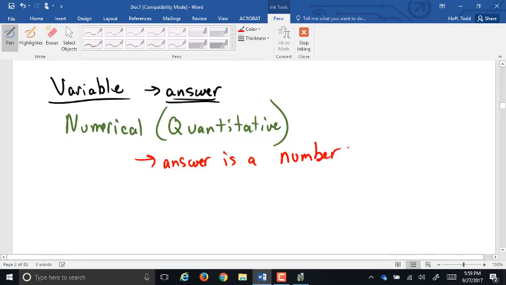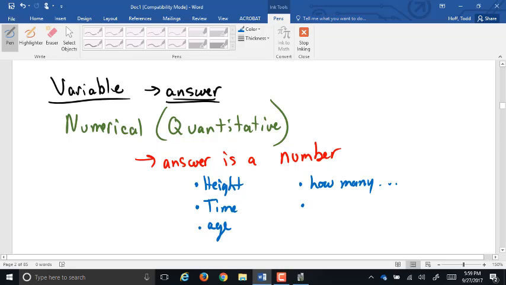Examples of numerical or quantitative variable. Height, how tall are you? Time, how long does it take to do this? Age, how old are you? How many questions? How many cars do you own? How many credits are you taking? How many classes are you in? How many children do you have?